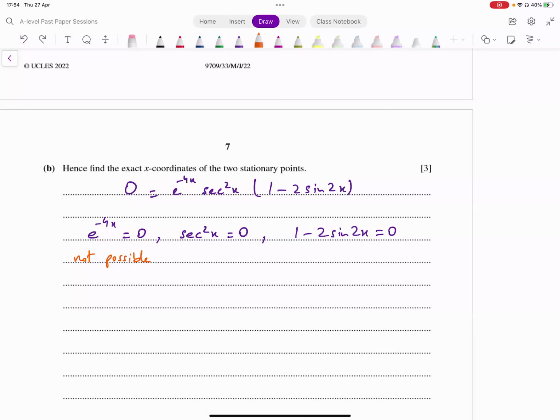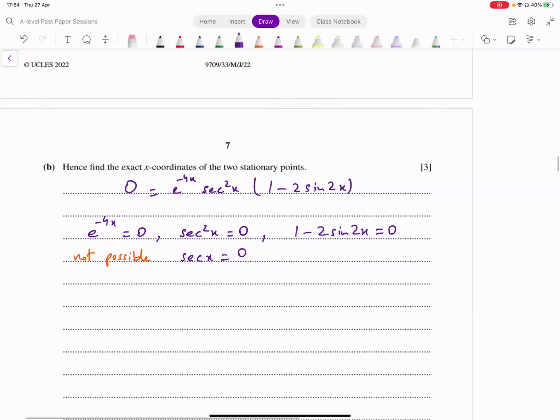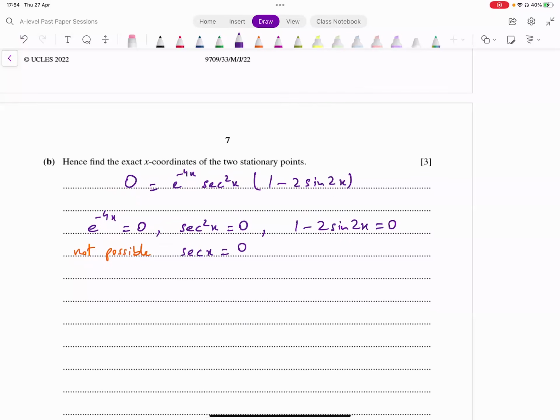Secant square x equals 0. Now, how do we think about this? Secant square x equals 0. First of all, what we can do is we can take square root on both sides, right? And that gives us secant x equals 0. Okay, now the value of secant x has come to 0, now what do we do?